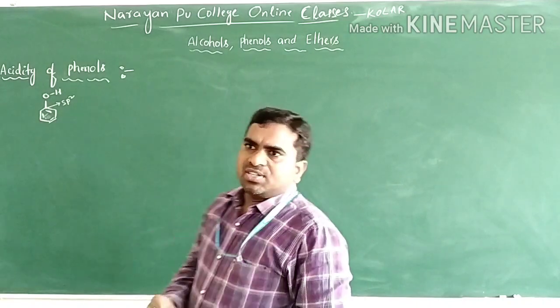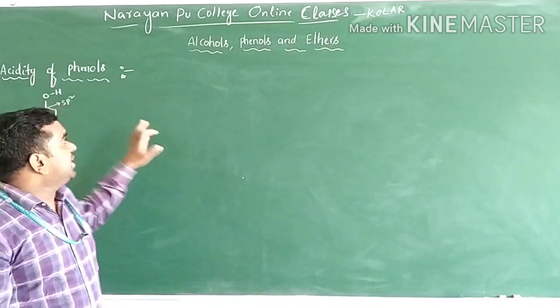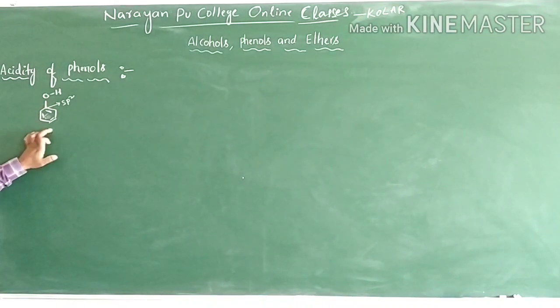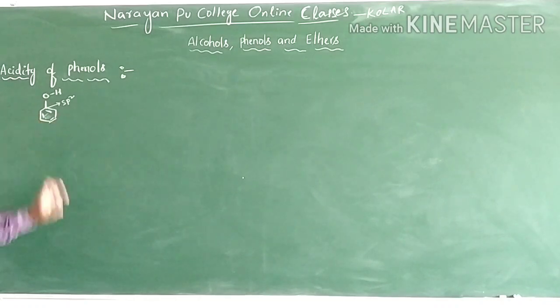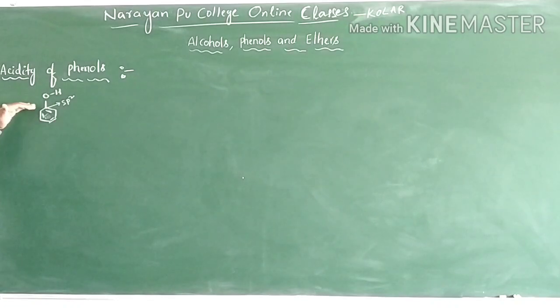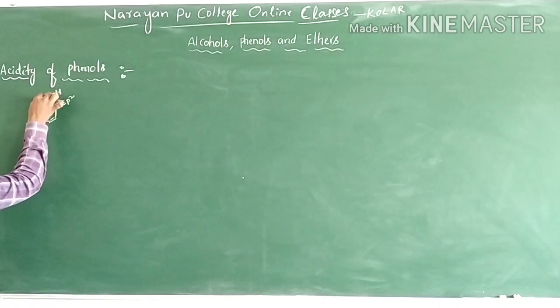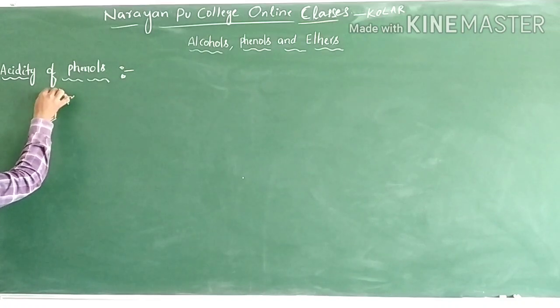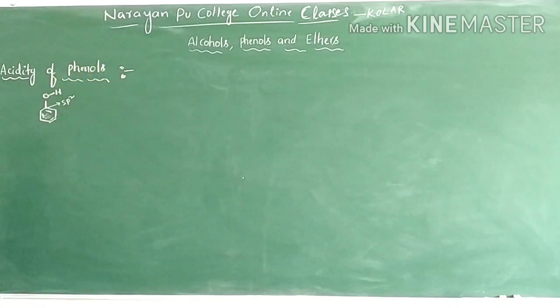An sp hybridized carbon is more electronegative than sp2 and sp3. So that's why it is sp2 hybridized, and due to the sp2 hybridized carbon atoms present on the benzene ring, they act as an electron withdrawing group. They withdraw the electrons from which one? Oxygen. It withdraws electrons from the oxygen, so the electron density in the OH bond decreases, and that's why it can give H plus ions very easily.